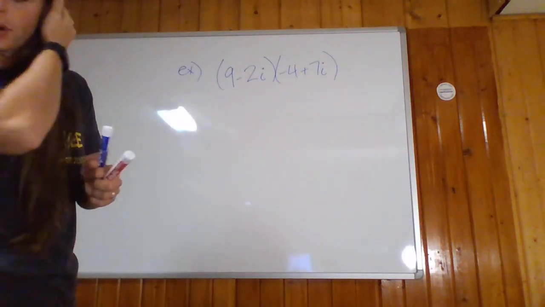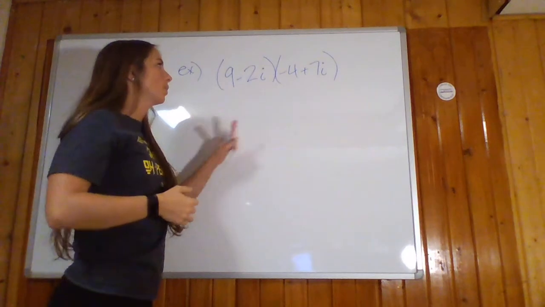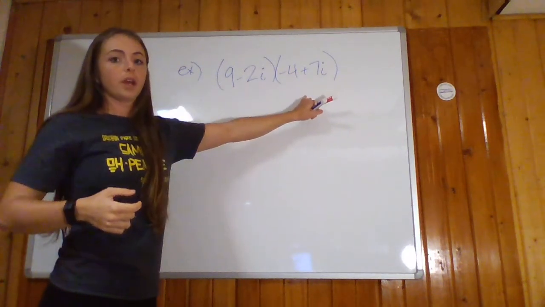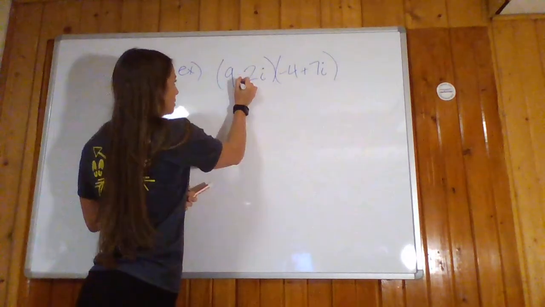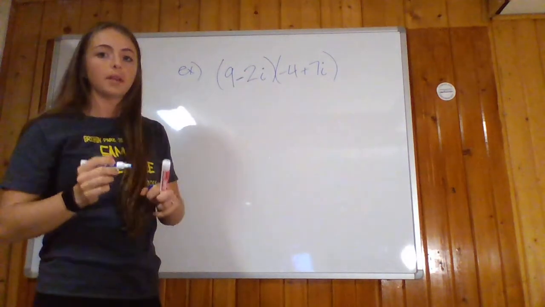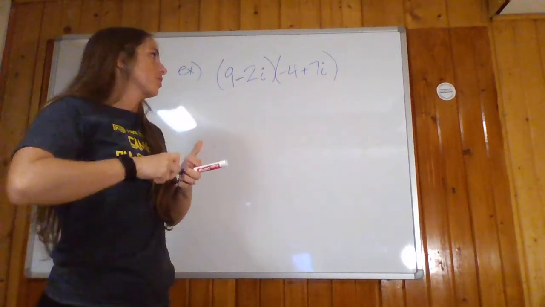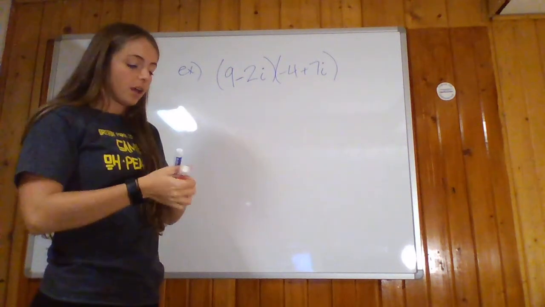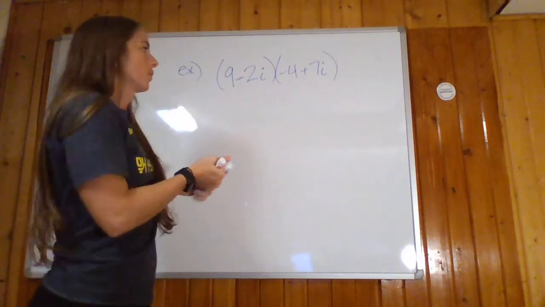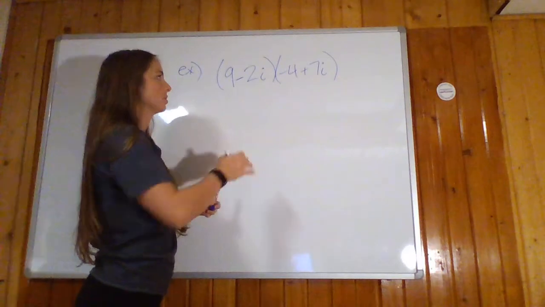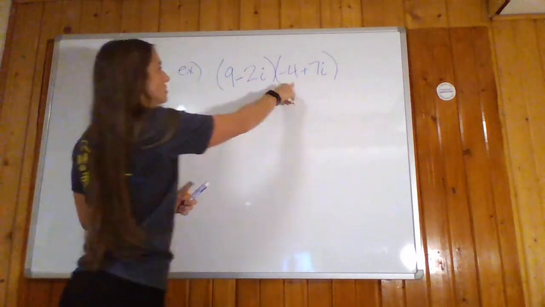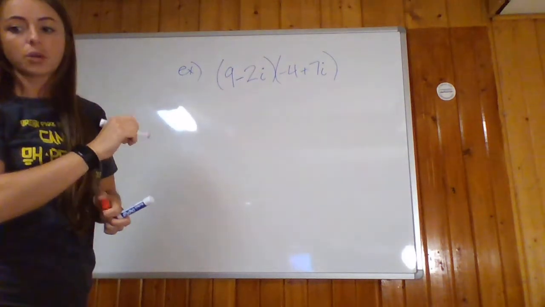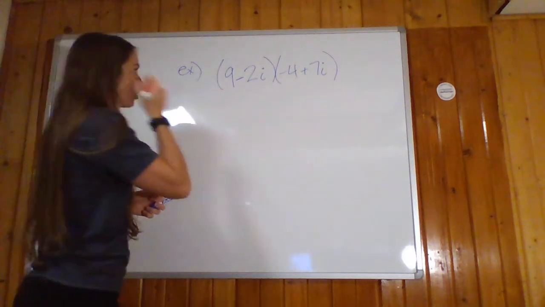Okay, so when we multiply two binomials together, you can think of this in any way that you want. I know you've maybe been taught to FOIL in the past, which would be first, outside, inside, last. That's more than okay. Whatever you do to be able to multiply these two together. I'm going to start by taking 9 times -4, right? That's going to give me -36.